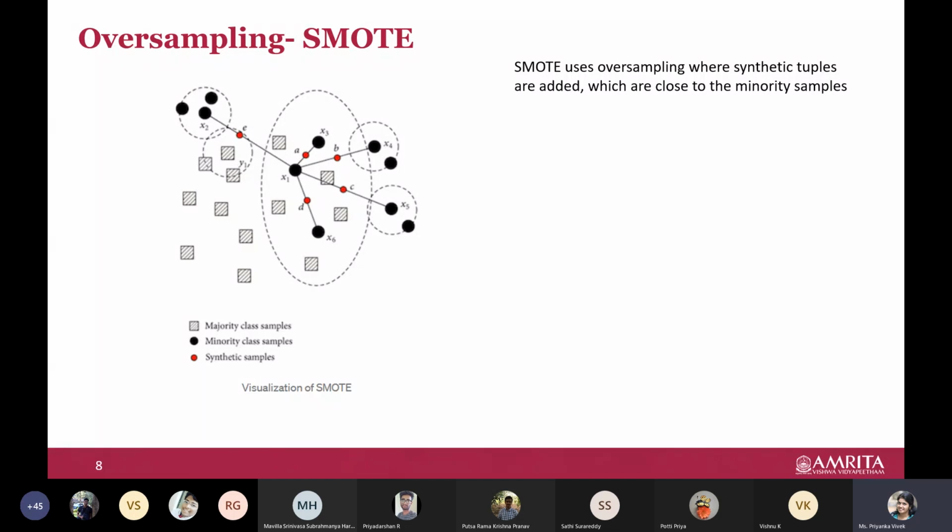If you refer to multiple books or papers, you will see more kinds of algorithms which are variations of this. But this is one basic approach to oversampling.